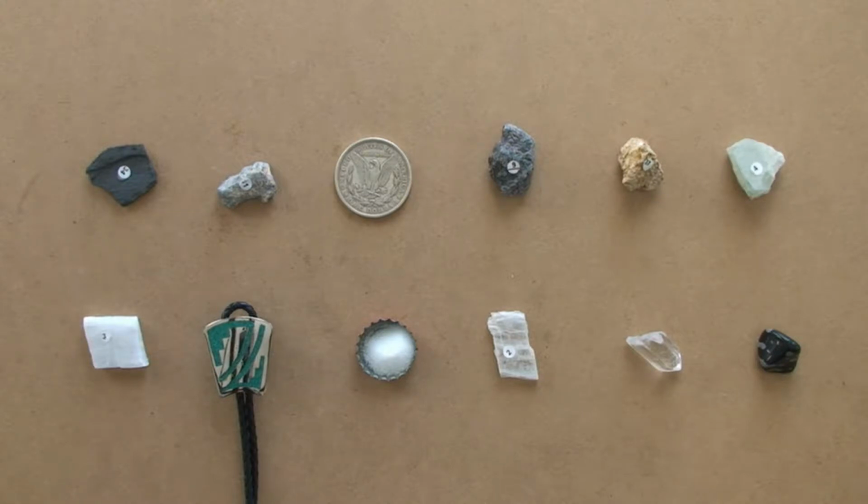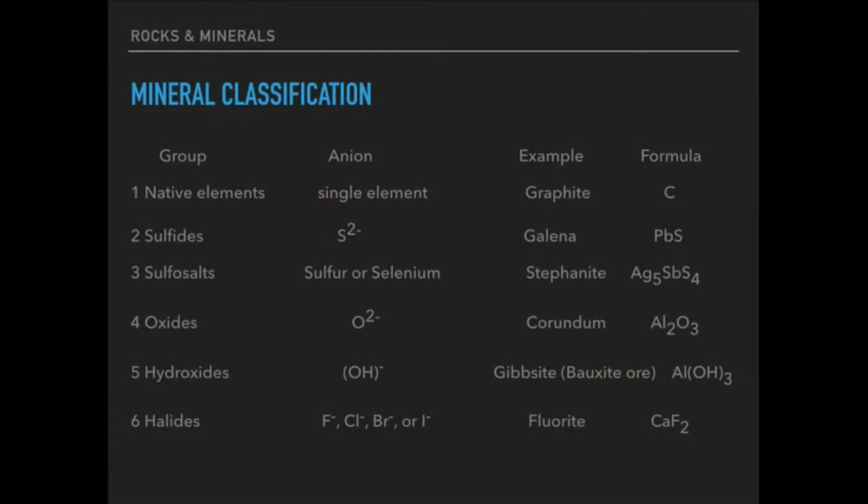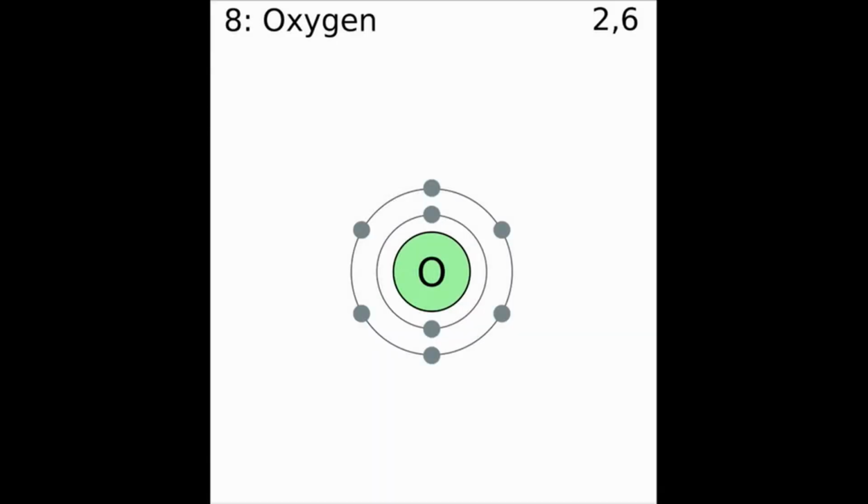Okay, so let's move on to the next one. The next group is the oxides. And go back here to this chart here. And that's an O2 ion. So the anion is O2 minus. I said O2, I meant it's O2 minus. So again, if you go to the oxygen, here's oxygen. You notice it also has six electrons in the outer shell. So it'll grab 2 and become an ion.